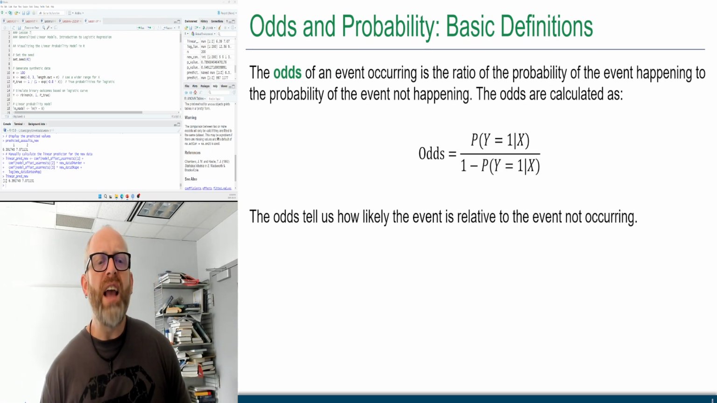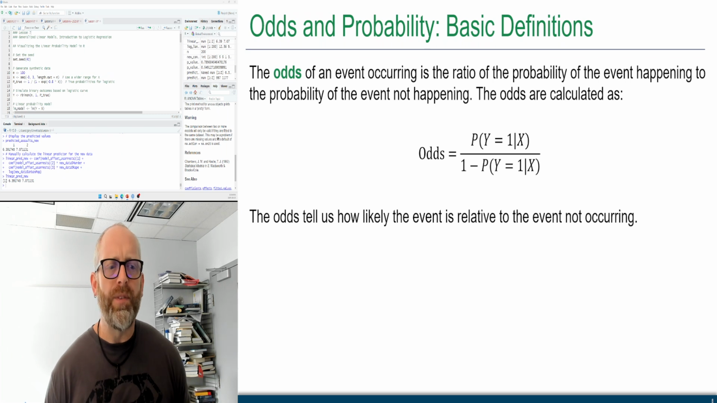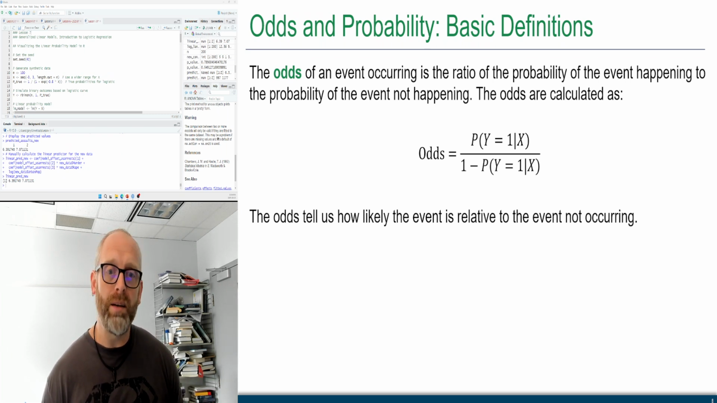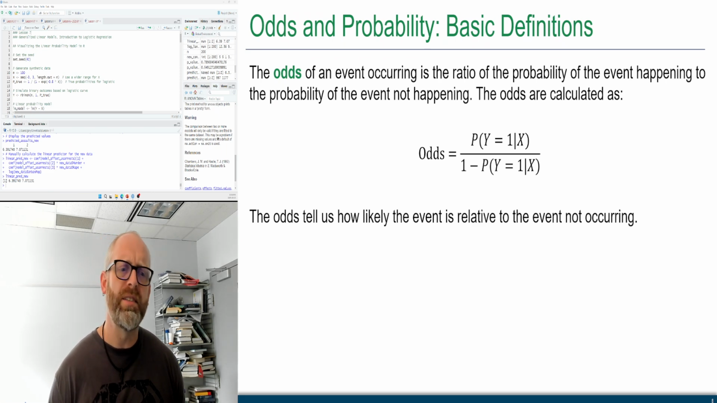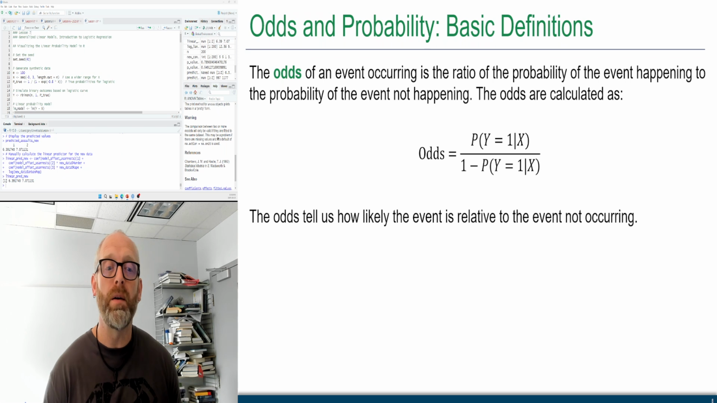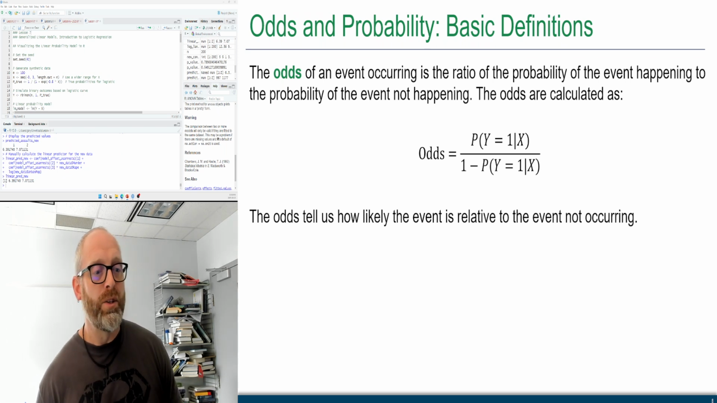Now, what are the odds? The odds are slightly different. The odds of an event occurring is the ratio of the probability of the event happening to the probability of the event not happening. So it's the odds of something happening versus it not, or the probability of it happening versus the probability that it doesn't happen. It's calculated as this.